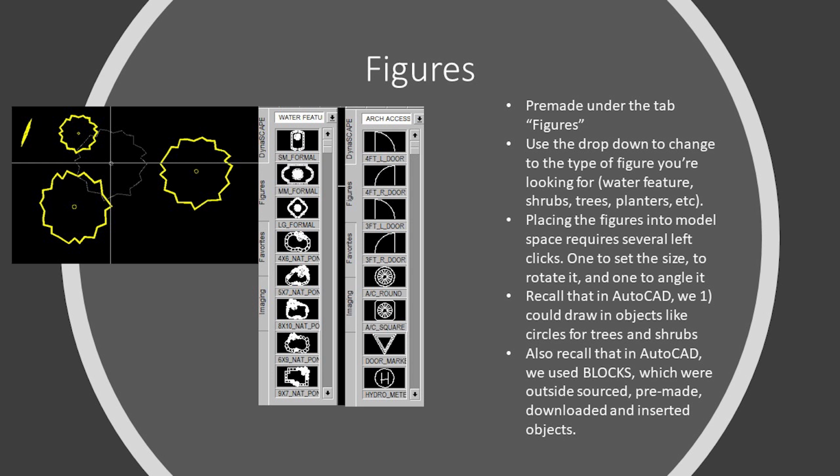Instead, Dynascape figures are already on their labeled layers, and you have a variety to choose from in each category. There are tree figures, shrub figures, pond feature figures, and much more. Placing figures into Dynascape requires several left clicks, one to rotate it, one to resize it, and one to change the angle. In AutoCAD, we simply added the block to model space and adjusted the block using grips.